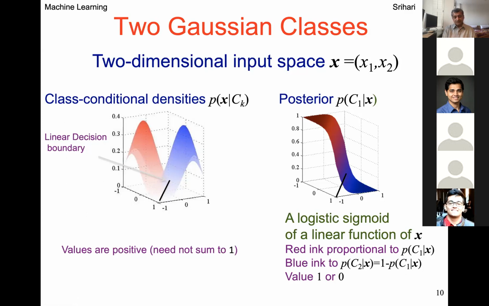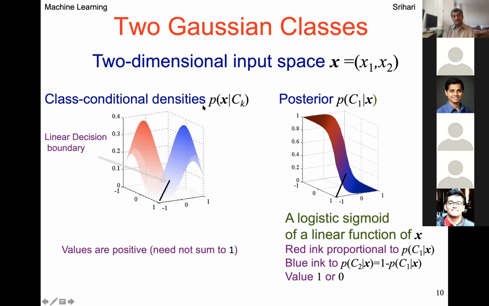And that's going to be defined by the difference between the two means and the covariance matrix sigma. All right, so those end up defining a linear classifier. So even if your two classes are Gaussians, it ends up having a linear decision boundary. And this is just a plot of the posterior P of C1 given X.